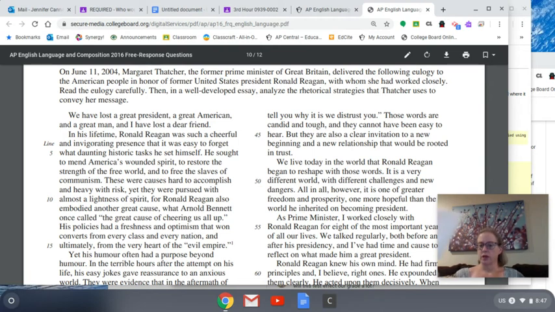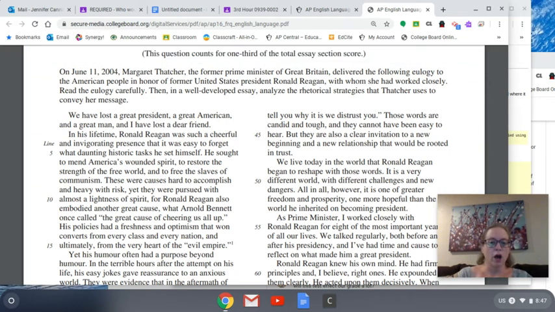Lightness of spirit. Which of these does that seem most like? Yeah, I'm going to go, that is up there with that cheerful. Lightness of spirit. For Ronald Reagan also embodied another great cause, what Arnold Bennett once called the great cause of cheering us all up. Okay.